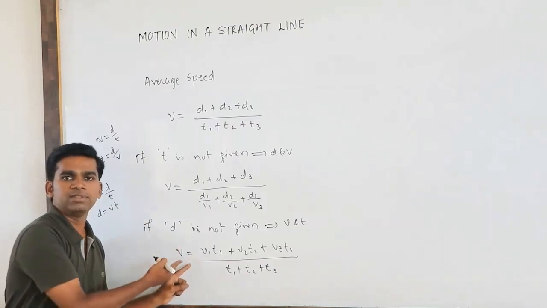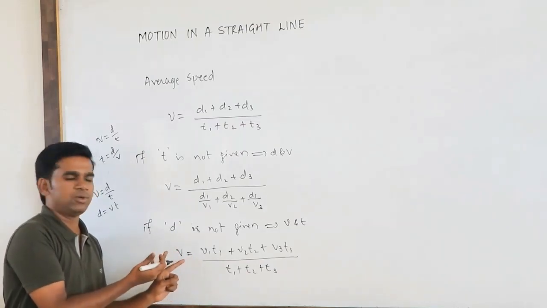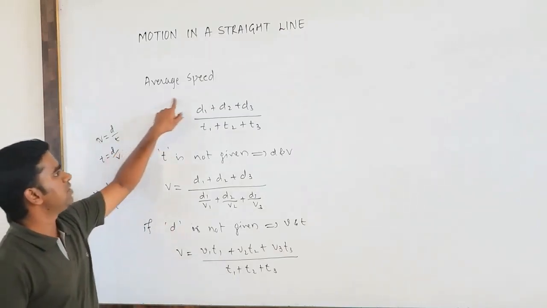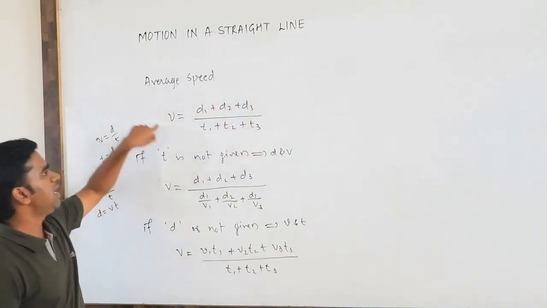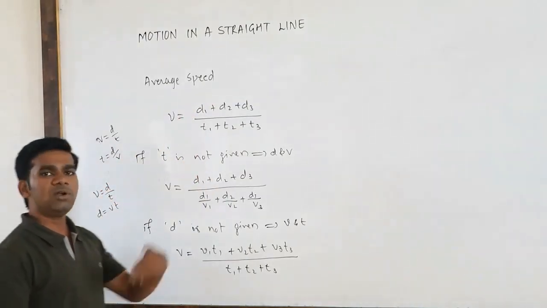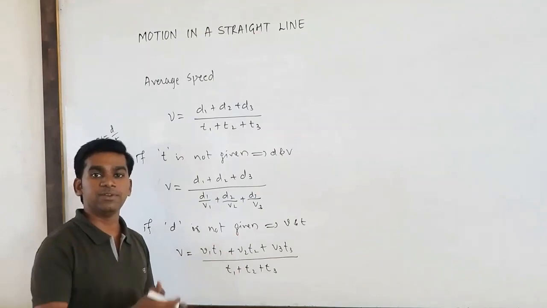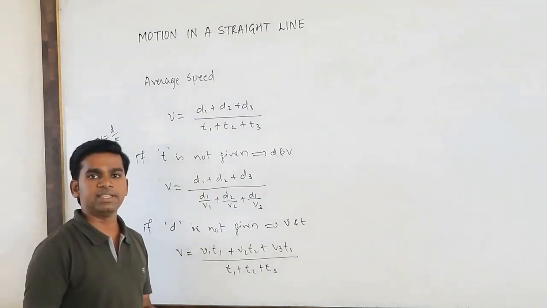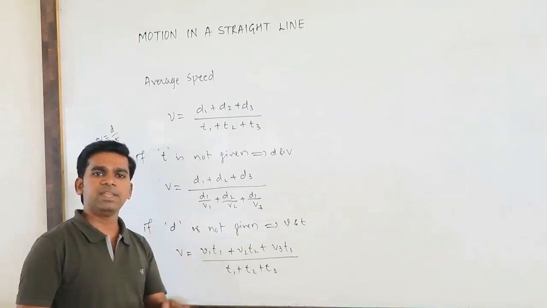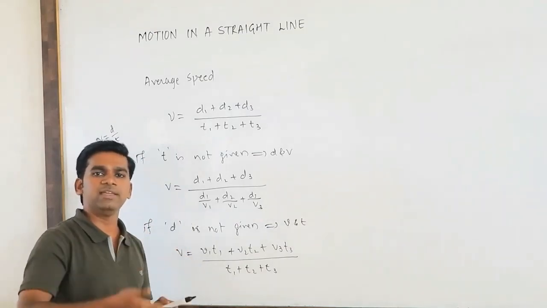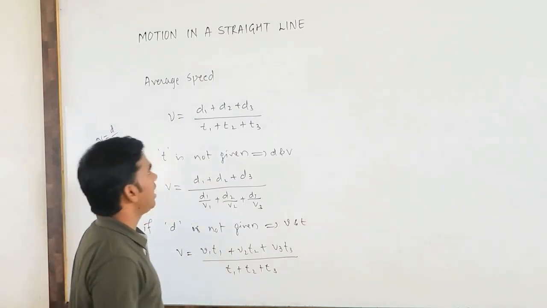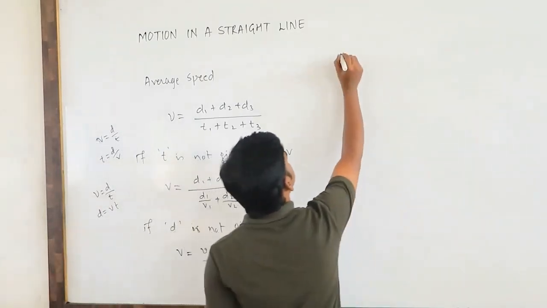But don't remember this formula. Why? Instead of that, you try to derive the formula yourself with the help of the basic formula. If you go on remembering, thousands of formulas will come in 2 years. So how can you remember? Instead, in every concept, remember the basic formula. From that basic formula, you try to derive whatever other formulas you want. Okay. So we'll go with some examples.